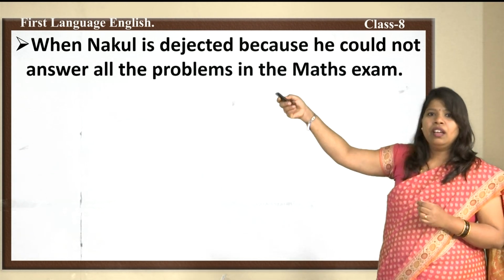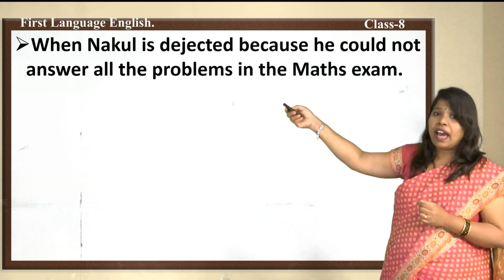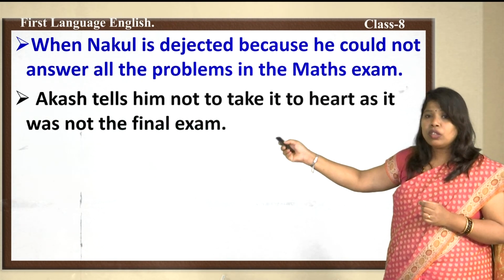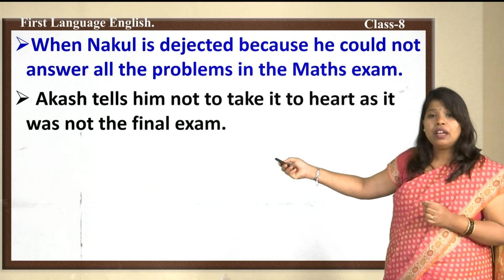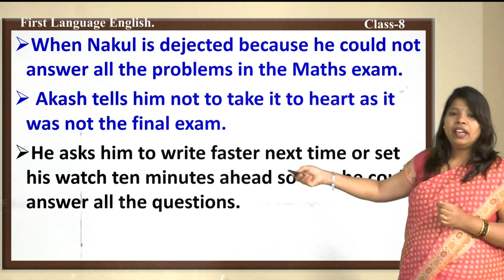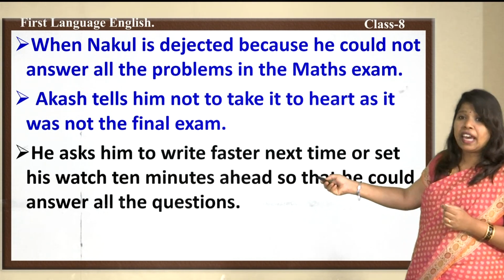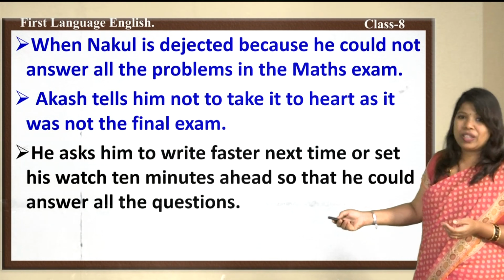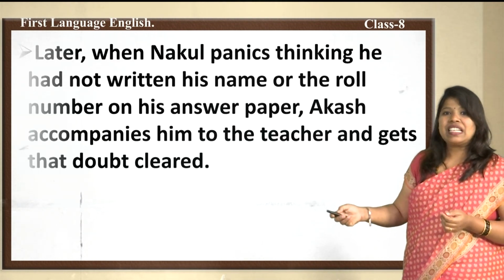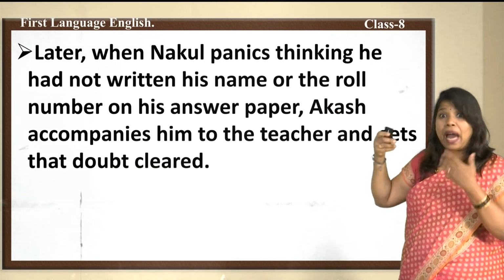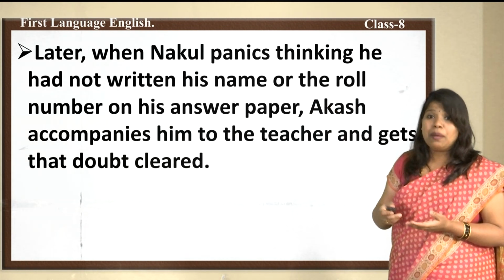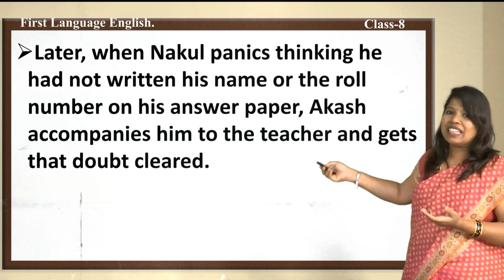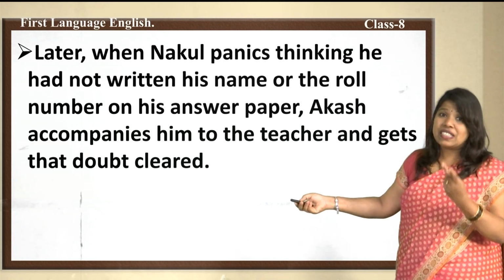The first instance is when Nakul is dejected because he could not answer all the problems in the maths exam. Akash tells him not to take it to heart as it was not the final exam. He asked him to write faster next time or set his watch 10 minutes ahead so he could answer all the questions. The second instance is that later when Nakul panics thinking he had not written his name or roll number on his answer paper, Akash accompanies him to the teacher and gets that doubt cleared. So, this is the second instance.